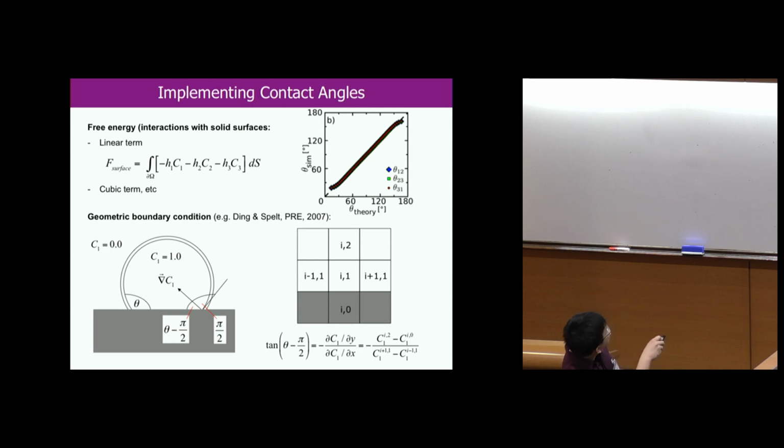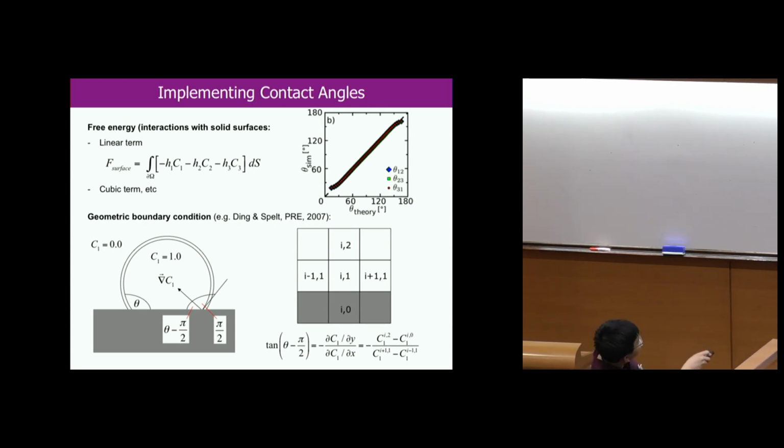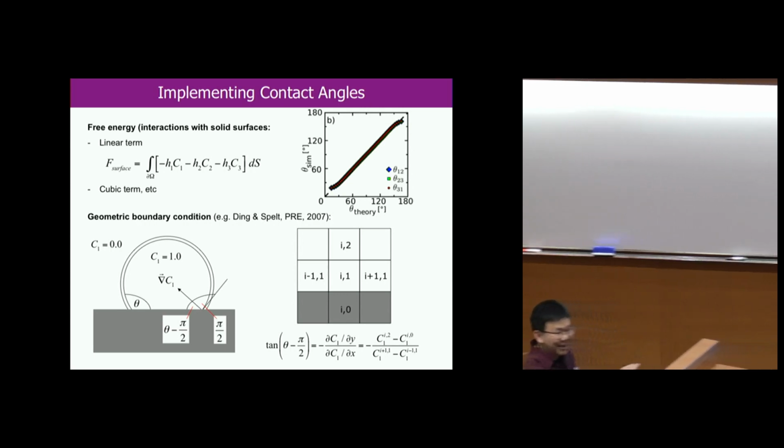So if you imagine that this is a droplet of C1, so therefore C1 is around 1 here, and C1 is 0 outside. If you think about the gradient at the interface, it basically has a gradient that goes that way, right? And then what they say is that if you want a certain contact angle here, you just enforce the gradient so that you get the right angle. That's basically what they say.